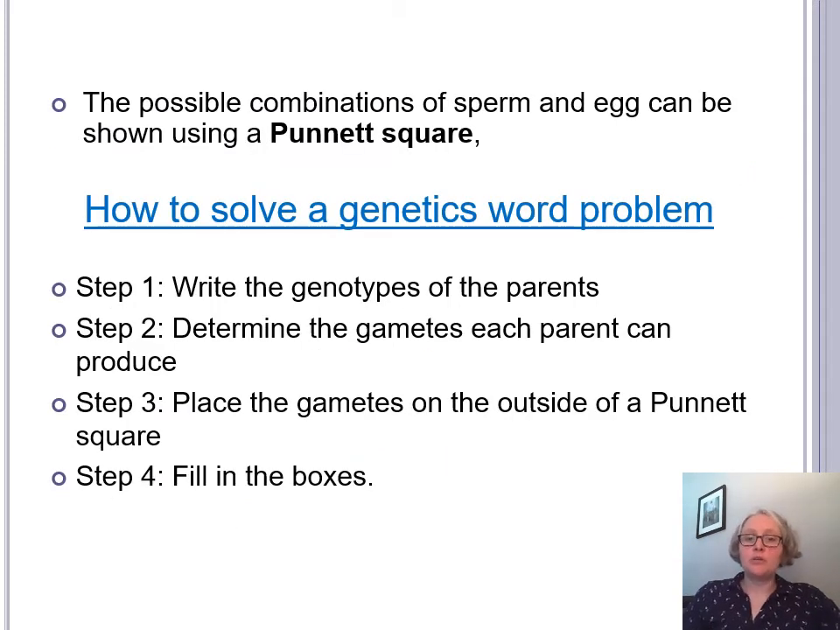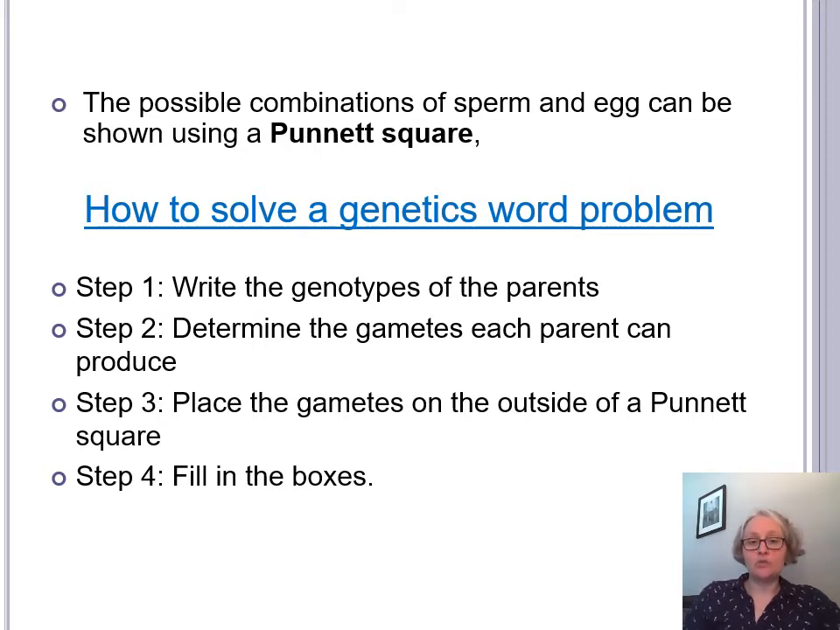The possible combination of sperm and egg can be shown using a Punnett square. You are going to be asked on your final exam how to solve genetics word problems. One type of genetics word problem that you're going to have to solve is called a monohybrid cross. I will start with that type of cross and show you how to solve them, and then we'll talk about additional types of crosses where you'll use these same steps as well.